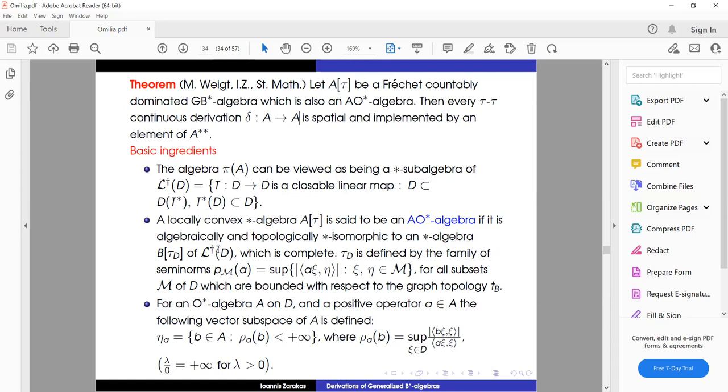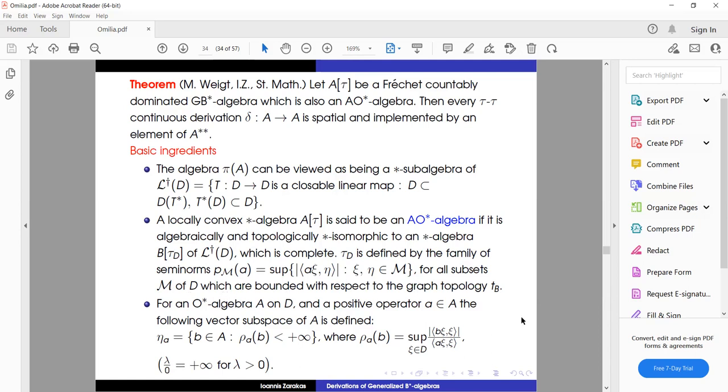Now, a star subalgebra of L dagger of D is an AQ*-algebra if it is algebraically and topologically isomorphic to a complete star algebra B of L dagger of D. Complete with respect to which topology? With respect to the topology tau of D, described by these seminorms, which is the supremum taken over the inner products of alpha xi with eta, where xi and eta come from bounded subsets M of D with respect to the graph topology.